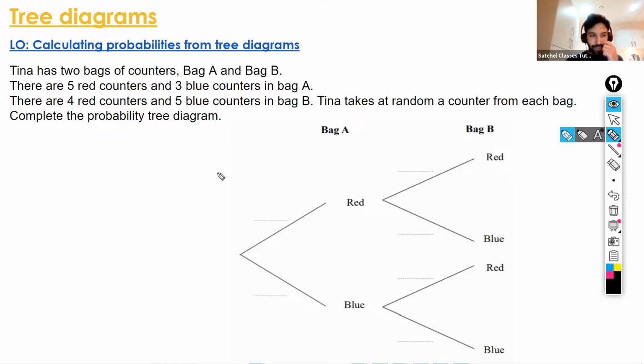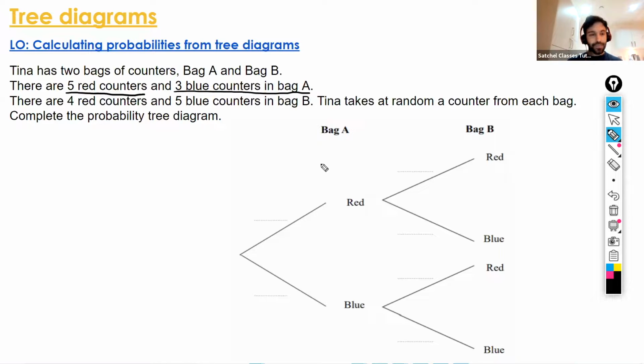So here we have a question where it says Tina has 2 bags of counters, bag A and bag B. There are 5 red counters and 3 blue counters in bag A, and then there are 4 red counters and 5 blue counters in bag B. Tina takes at random a counter from each bag. Complete the probability tree diagram.